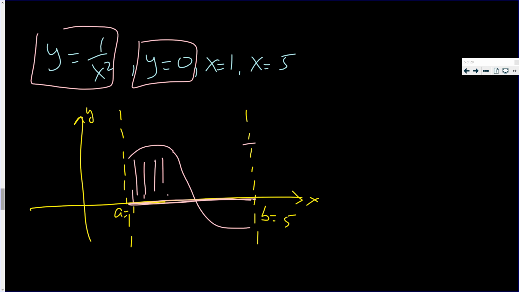Or maybe 1 over x squared is always negative. In that case, we would want this area. So if it's always positive, it's no problem. If it's always negative, it's no problem, because we take the absolute value. But we have to make sure that they don't intersect.